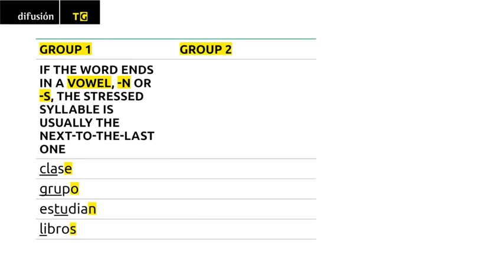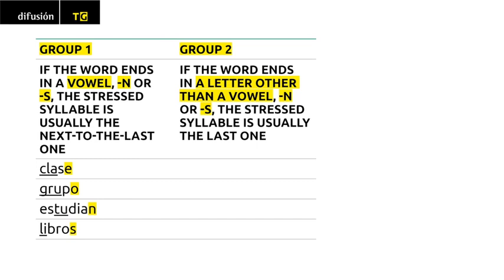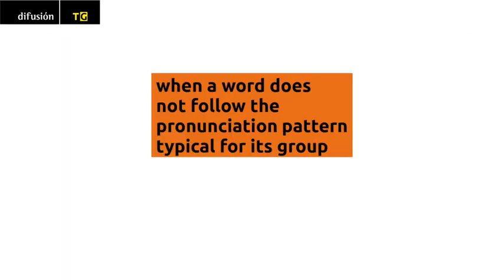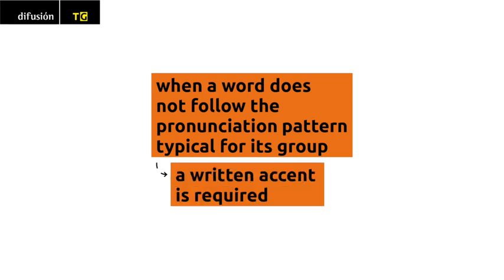Group 2. If the word ends in a letter other than a vowel, N or S, the stressed syllable is usually the last one. Legal. Arroz. Leer. Ciudad. As a general rule, words that follow these two pronunciation patterns do not require a written accent. When a word does not follow the pronunciation pattern typical for its group, a written accent is required.